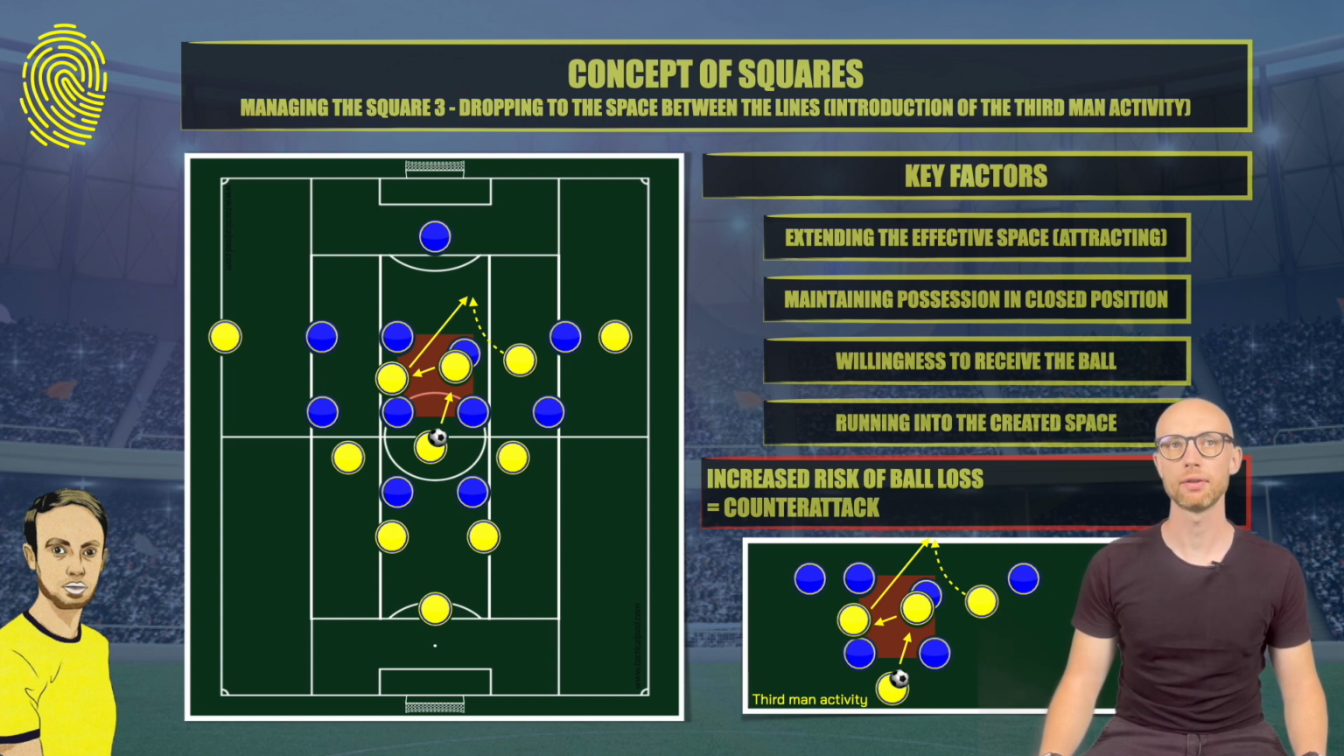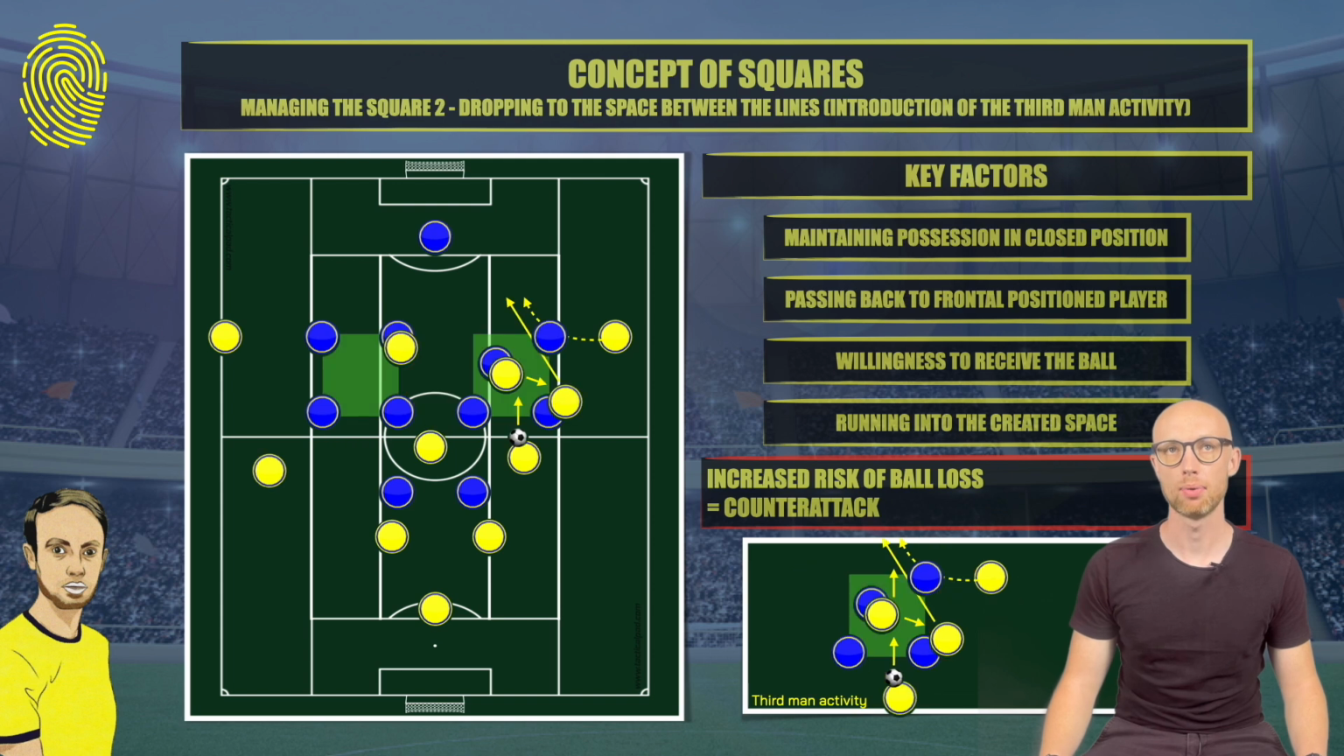The striker dropping from position can also pass the ball to a teammate positioned one line lower who has a better perspective on the opponent's goal. Only this player will then be able to introduce the ball into the space behind the opponent's last line, extending the process by one pass and involving an additional player. In such cases, we talk about the fourth man activity. Both the third man and fourth man activities can be executed in the third square space, as well as in the half spaces, for example, in the second square.